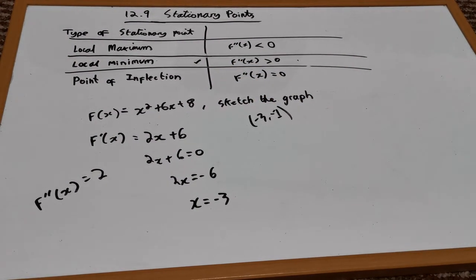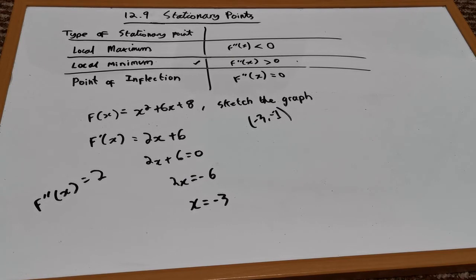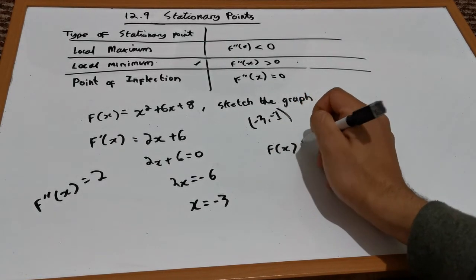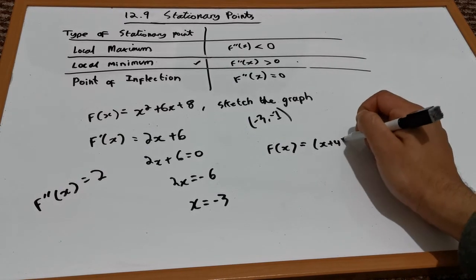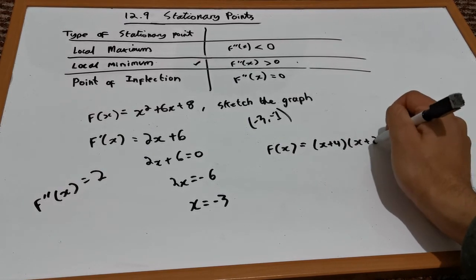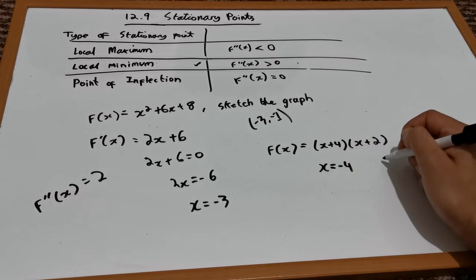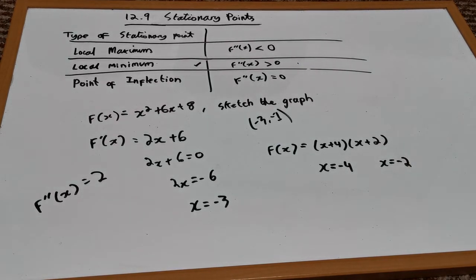To sketch the graph, we also need our roots. To find our roots, all we do is factorize the original expression. So we know that f of x is just equal to x plus 4 multiplied by x plus 2. Therefore, our roots are when x is equal to minus 4 and x is equal to minus 2. Now, have a go at sketching this graph.